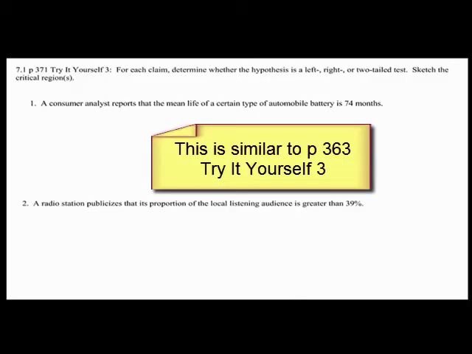Section 7.1, page 371, try it yourself 3. For each claim, determine whether the hypothesis is left, right, or two-tailed test, and I'm going to ask you to sketch the critical regions. And so in this case, the way to find whether it's a left tail, right tail, or two-tailed test is to look at the alternate hypothesis. So to determine this, we look at the H sub A.